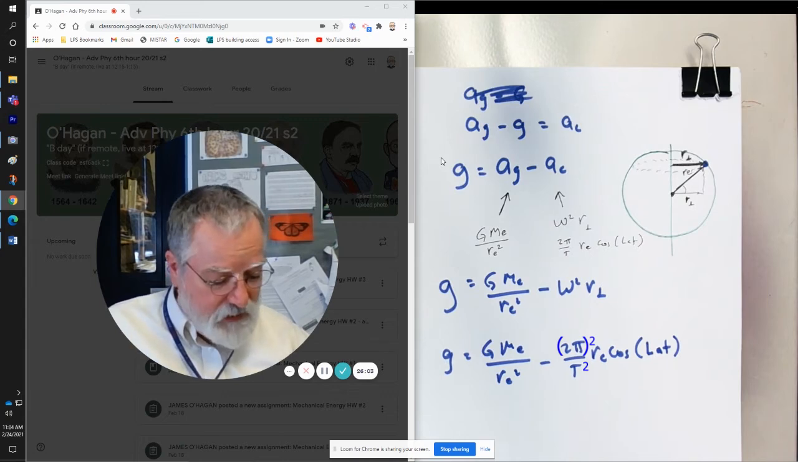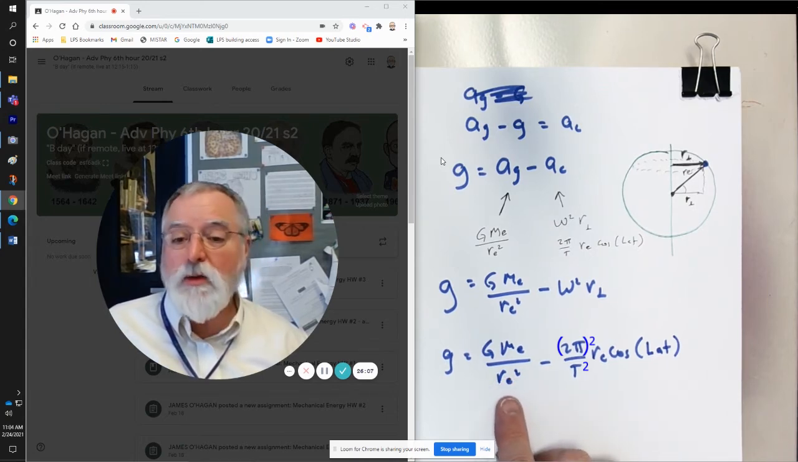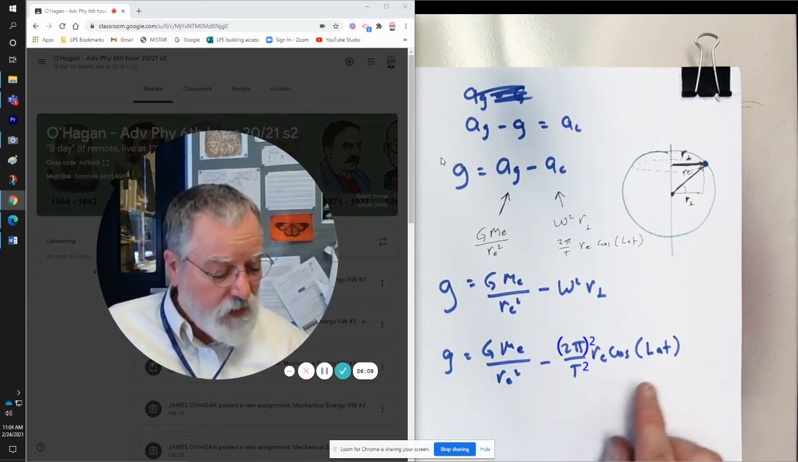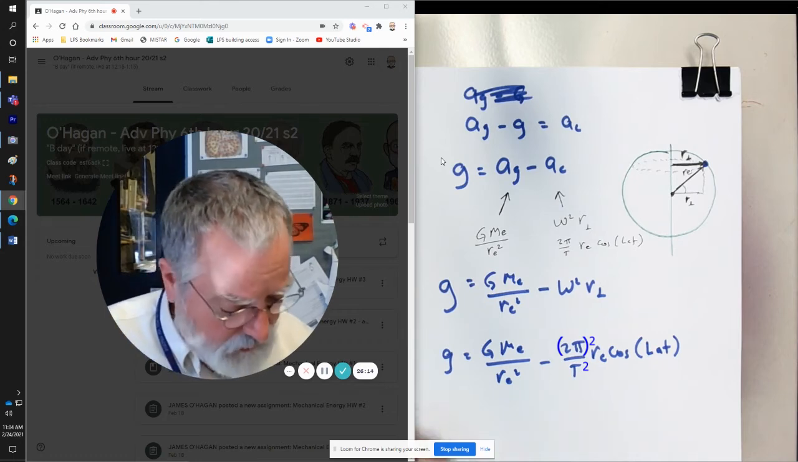And now what have we taken into account? We've taken into account where you are compared to the center of the Earth. We've also taken into account the spin of it. The spin of it. So there's our equation.